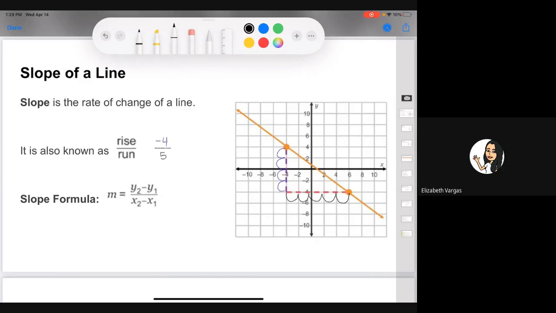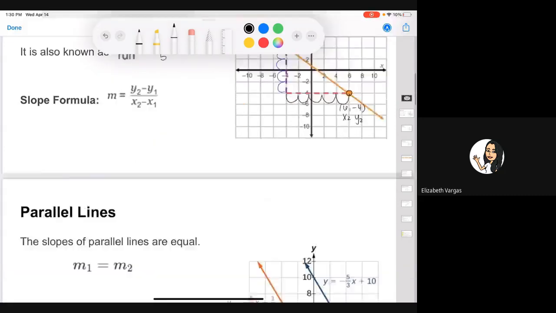We can also plug it into the slope formula where we identify both of the points. And then that's what you can plug into your slope formula, where this is your x1, your y1, and this is your x2 and your y2. So those are the different ways we can go about doing this. So basically that is the slope.